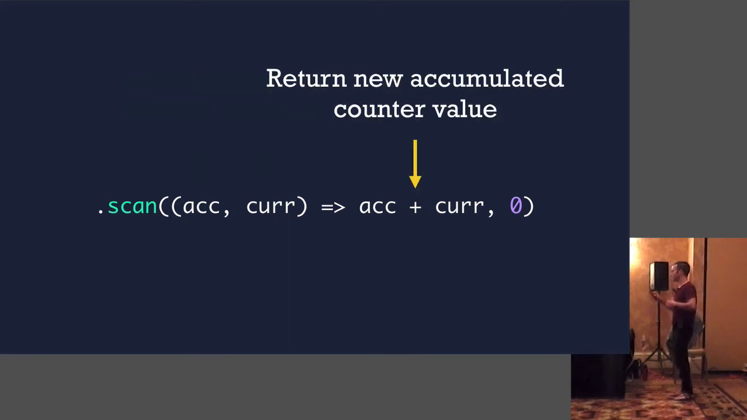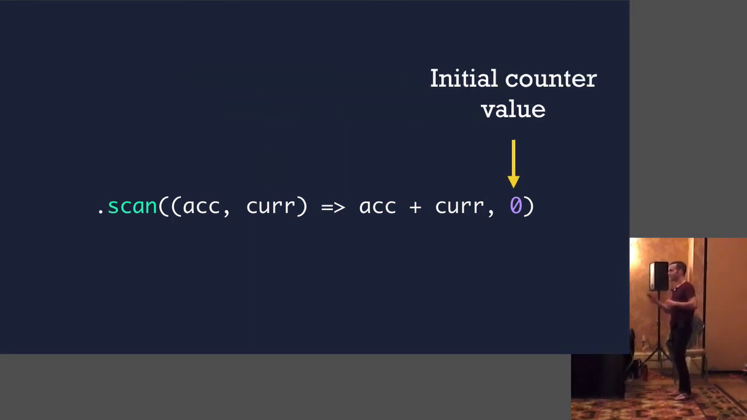When we hit the scan, what we want to return is whatever we want the new accumulated value to be. So we're going to have accumulation plus the current value. So that would be, when we start off, 0 plus 1. And then we would have 1 plus 1, 2 plus 1, etc. And then the second argument is just whatever we want the initial counter value to be. In this case, we want it to be 0 because we're starting off at that number.